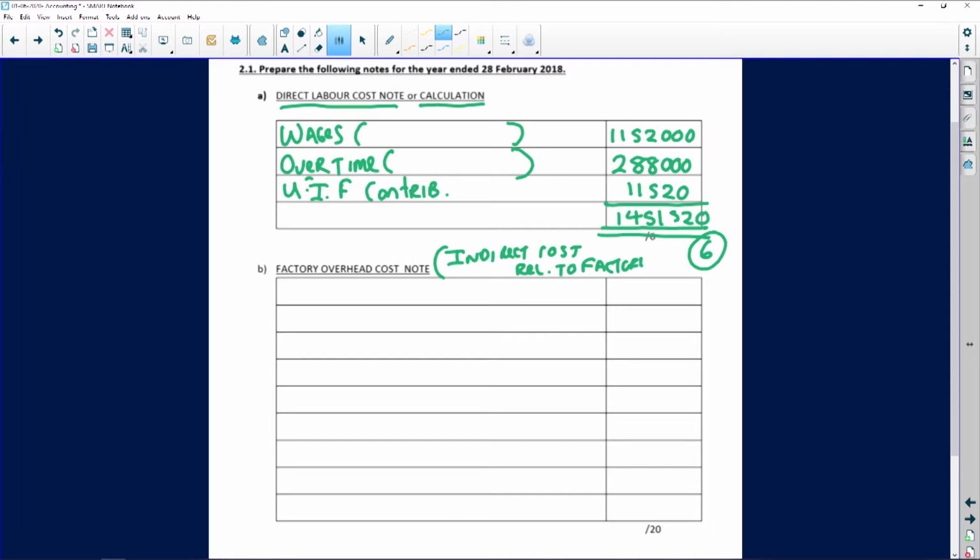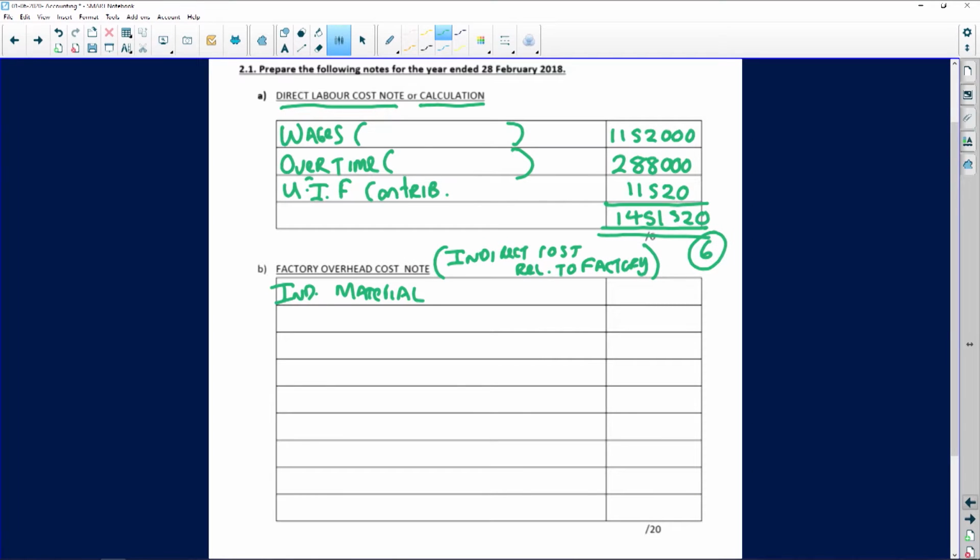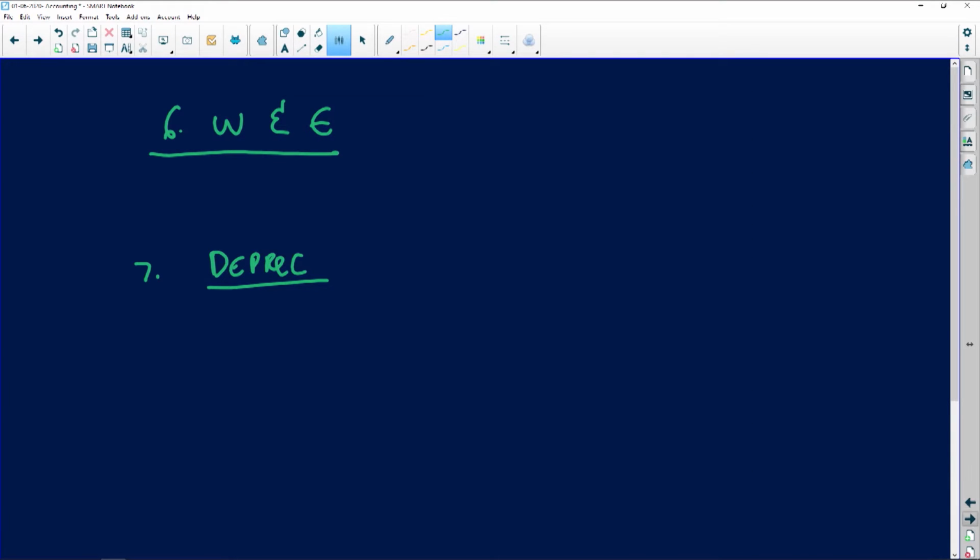Okay, so all your indirect expenses, but it's got to relate to the factory. So we're going to start off first with indirect material. Right, now remember guys, indirect material refers to your packaging. It could refer to cleaning agents or whatever that is used in the production process. So my indirect material, I'm going to start off with my opening balance.